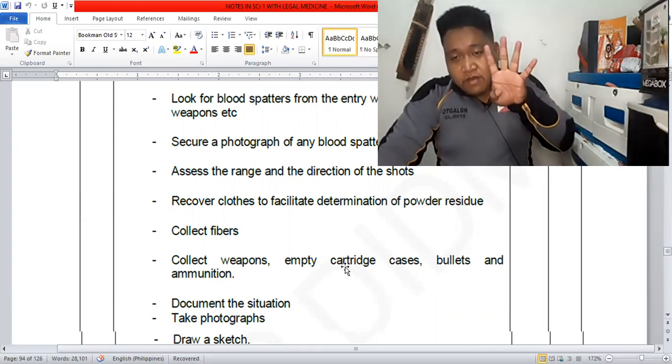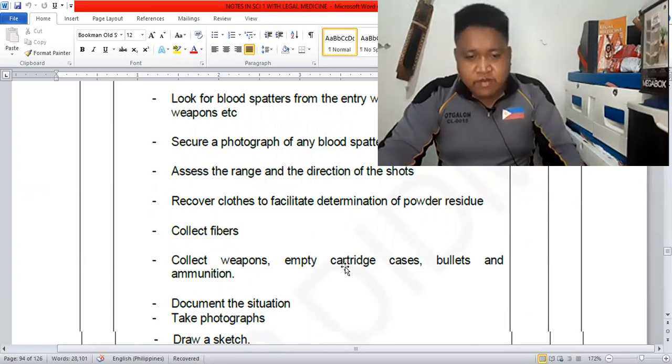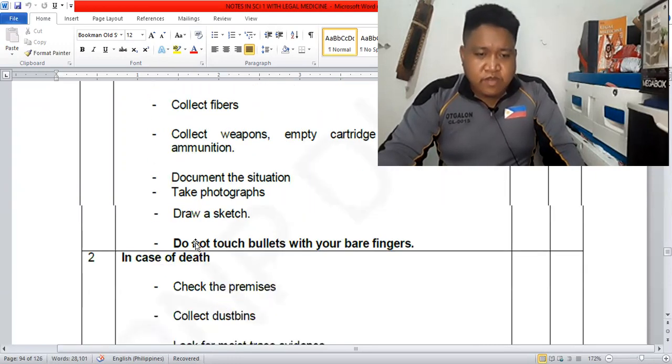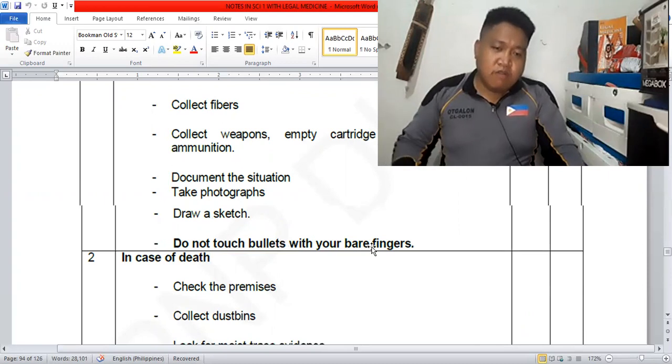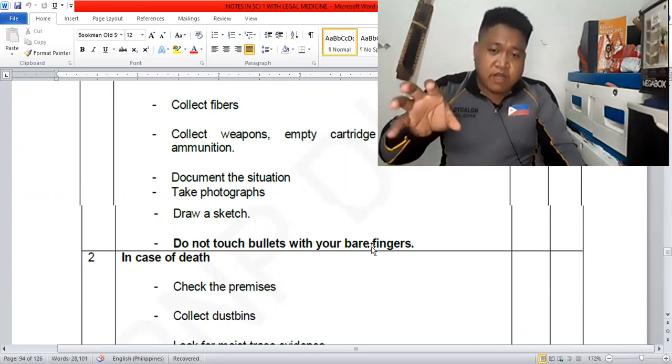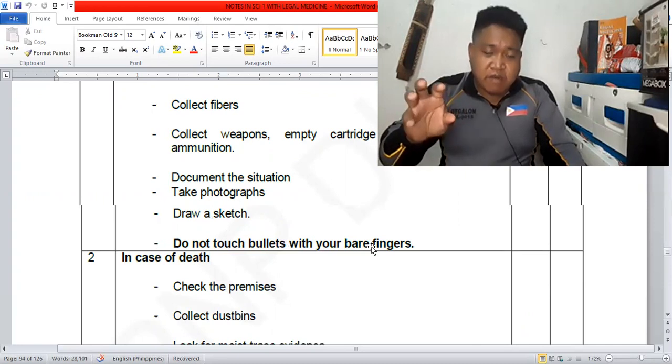Apat yan. Primer, cartridge case, gunpowder, and bullet. Then document the situation through photograph and sketch. And one important rule, do not touch bullets with your bare fingers. Kasi ang bullet, meron yang fingerprint. Baka pag hinawakan mo pa yan, masisira yung mga markings.